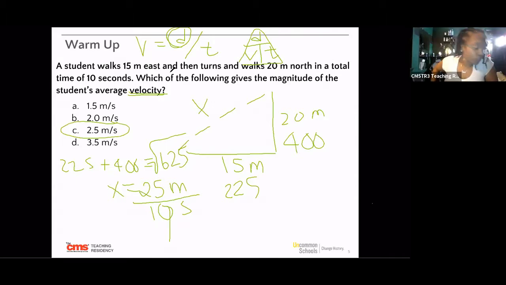And I wanted to bring this one up because there were a couple people who stayed on the call a little bit after yesterday, and we did an example that required the Pythagorean theorem to get the displacement. So I wanted to give everybody one of these in case they were not on for that piece.